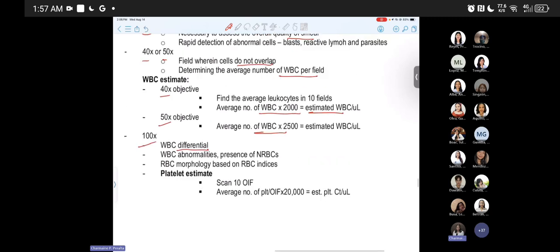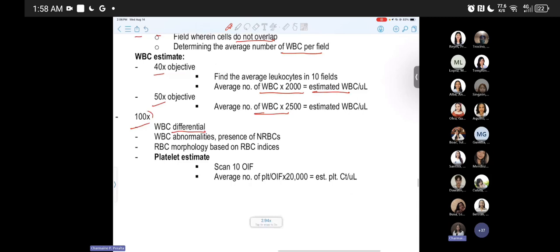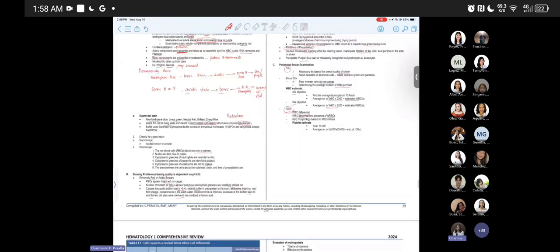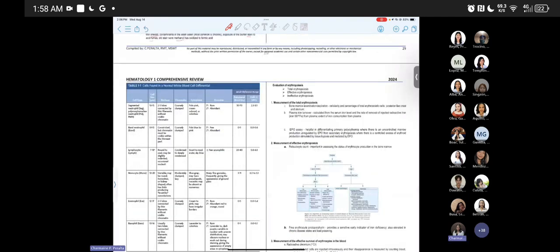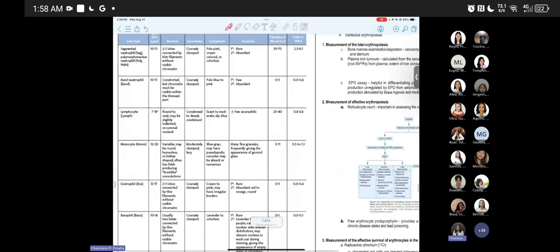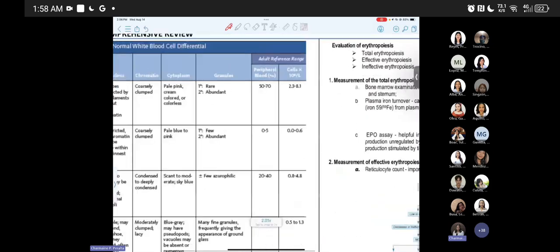If estimate lang kasi, binibilang natin yung WBC. Pag sinabi ng differential, ito na yung kinakategorize natin if neutrophil, eosinophil, basophil, monocyte, lymphocyte. Tinitignan din natin under 100 times objective yung abnormalities sa WBC and presence of NRBCs. Next. So ito yung differential count and their relative percentage.